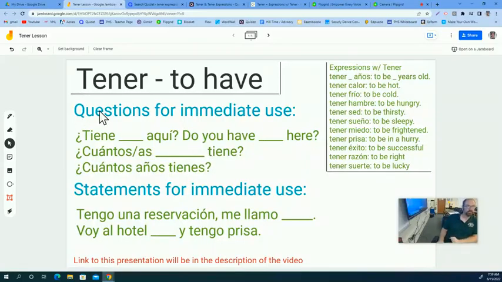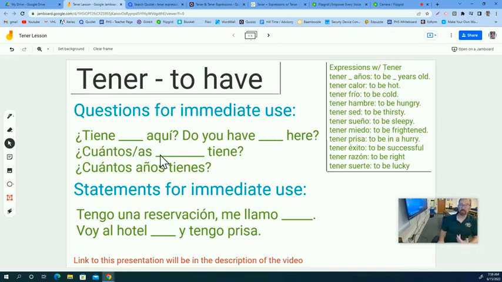All right, so to get started, if you want to just use this verb right away, you're in Mexico or somewhere and you're speaking Spanish, you want to use the verb to have, there are a few things you can use right away. So the first question here is tiene something aquí, is like, do you have something here? Maybe tiene agua aquí, tiene comida aquí, do you have food here? Tiene un teléfono aquí, do you have a telephone here? Those are some questions you could ask.